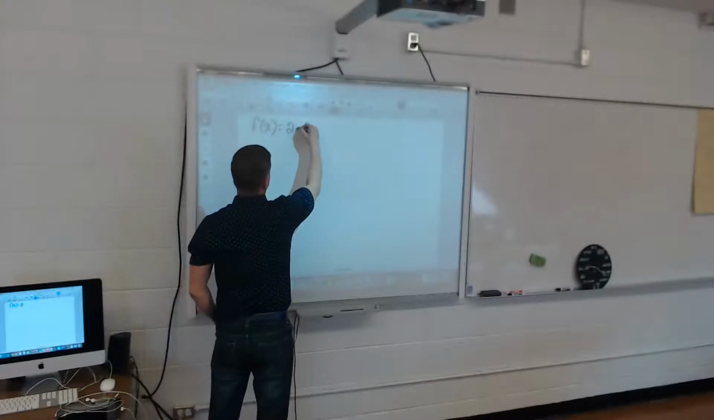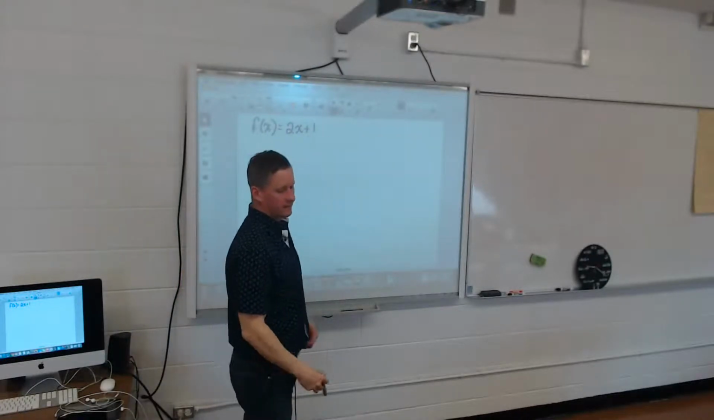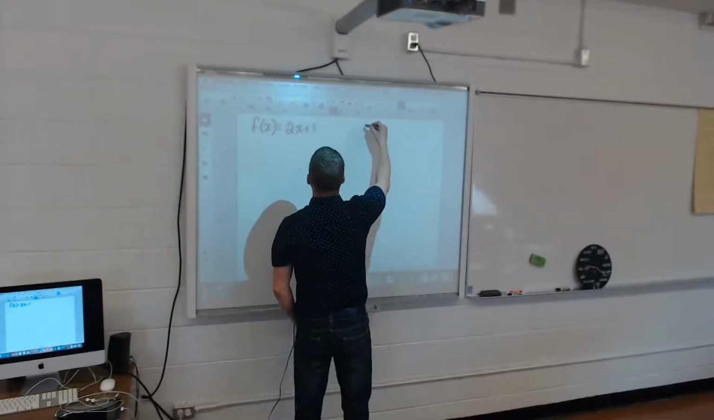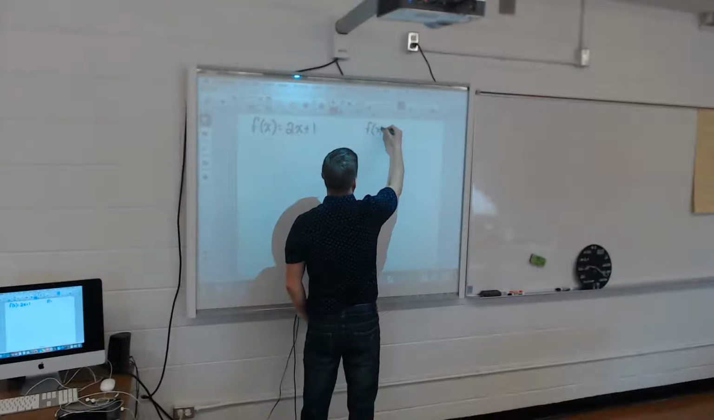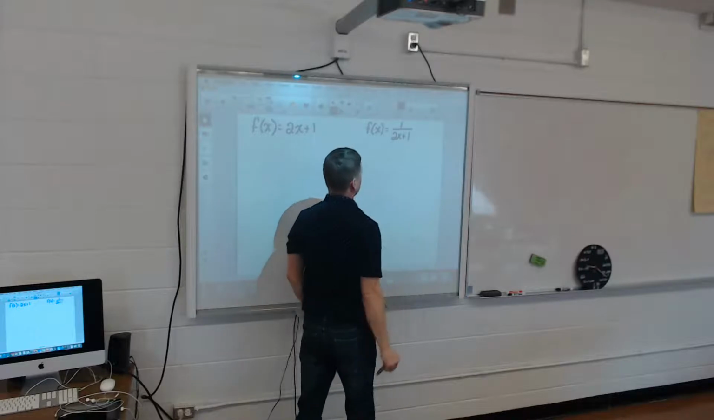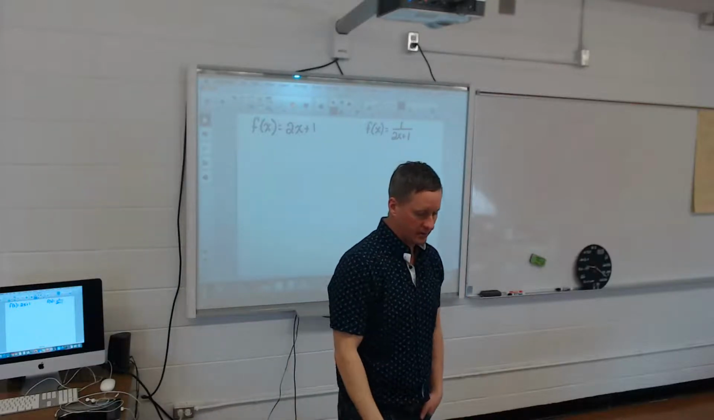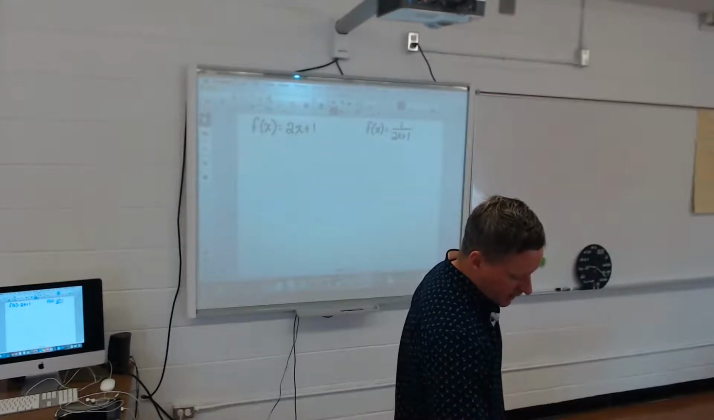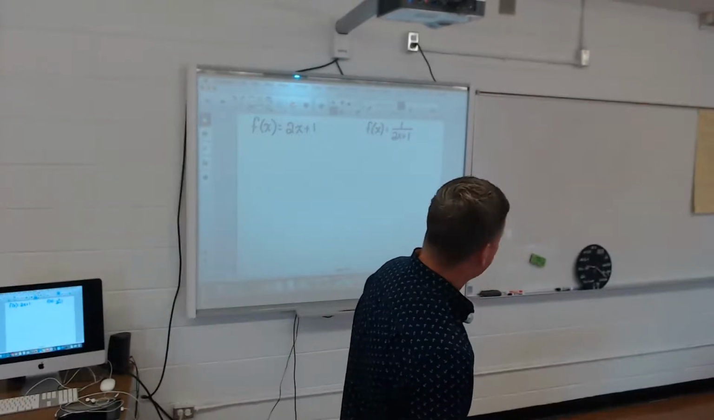I've already taken too much time. Example 2 says, consider the function f of x equals 2x plus 1. What is the reciprocal of the function? Well, the reciprocal of that function then is f of x equals 1 over 2x plus 1. That's essentially what the reciprocal of it is. Or y is equal to, it doesn't matter. Determine the equation of the vertical asymptote for y equals 1 over f of x.